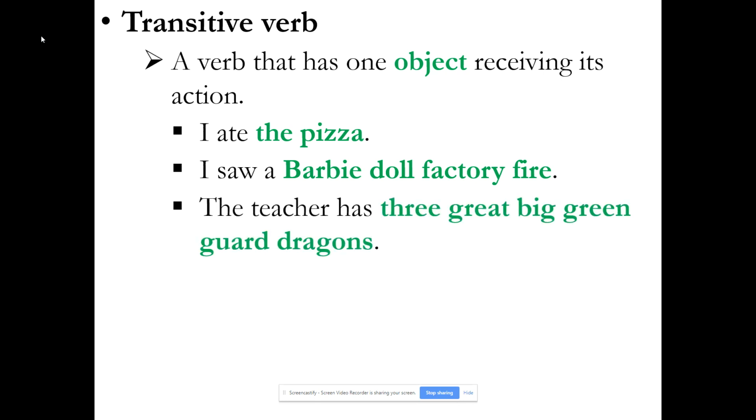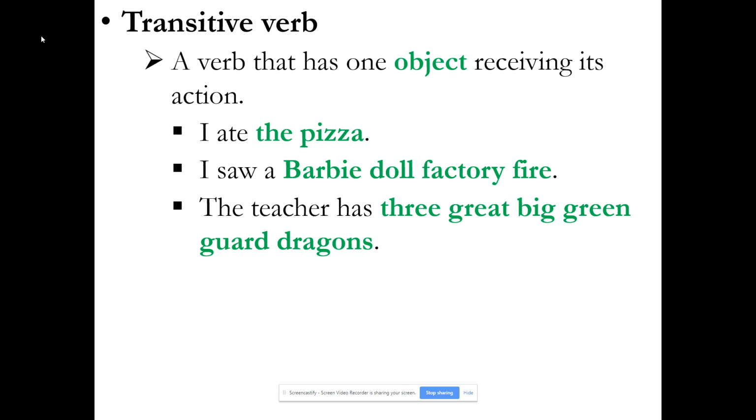And again, this verb saw needs this one object. I saw, period. That would make sense if you're talking about something that goes on in a sawmill, right? Sawing. I saw, as in regular. I saw regularly. But when you're talking about the past tense of to see, what did you see? Well, you need that object in order for it to make sense. And so in this context, I saw a Barbie doll factory fire, right? Saw is behaving like a transitive verb.